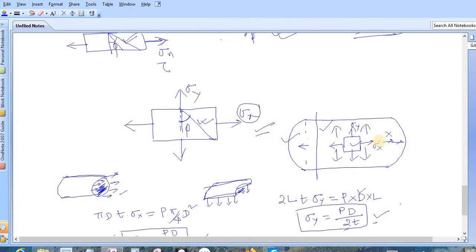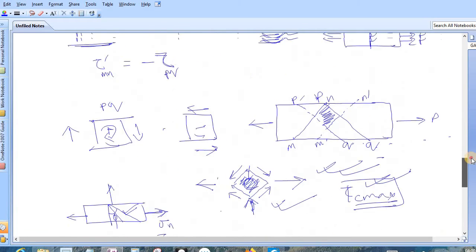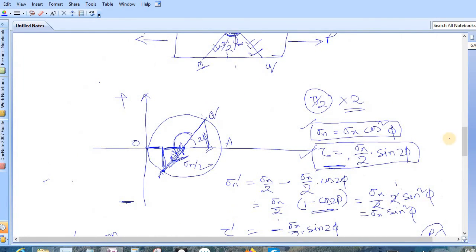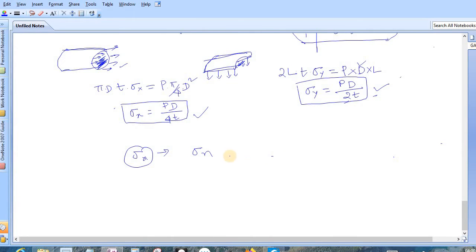Okay, so for sigma x first, let's rewrite it. For sigma x, the normal stress was, let's see, what was it? It was something like this: sigma x multiplied by cos square phi. Sigma dashed, let's say, equals sigma x cos square phi.